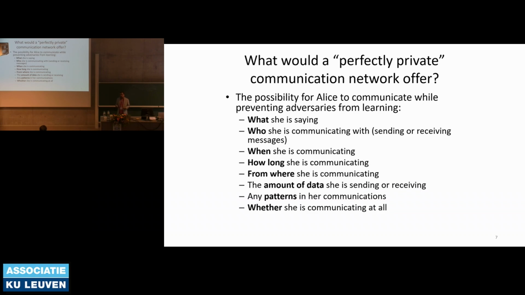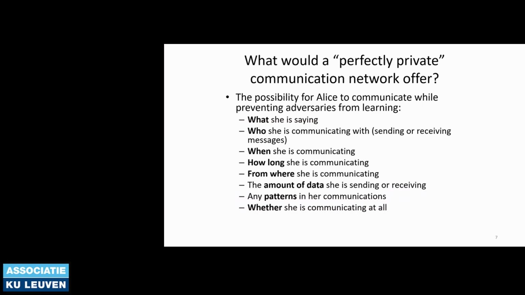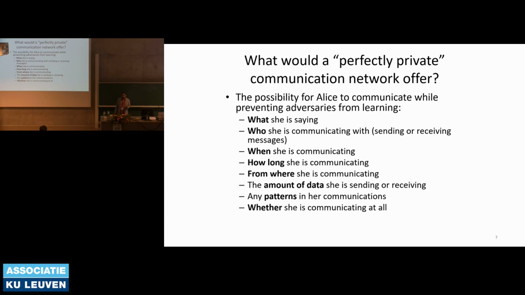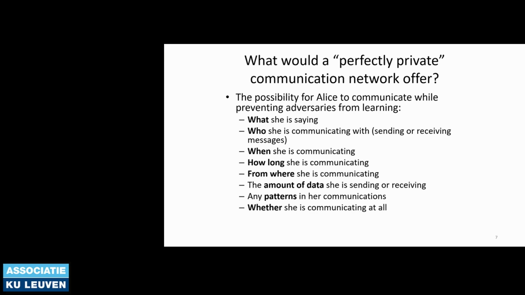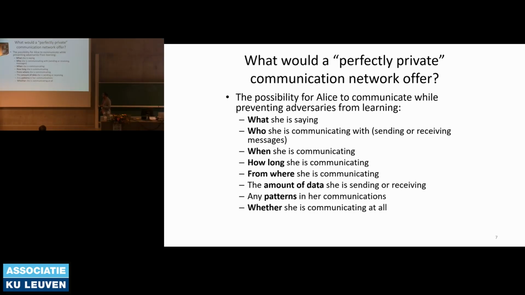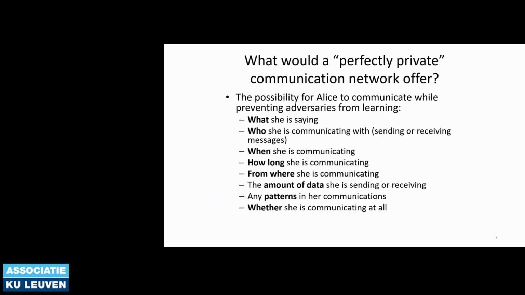And whether she is communicating at all, probably this is too difficult to hide. That means even if you are not communicating, something is still going on. In anonymity, most of the time we deal with who. Sometimes we try to hide when or how long or where or the amount of data. But sometimes we try to protect those, and sometimes it's difficult to protect. Patterns come with that information as well. And whether she is communicating at all, that is generally a much more difficult problem, which we call unobservability. I'll explain that. And typically, when we talk about anonymity, we try not to include that notion, but sometimes probably that is also important.